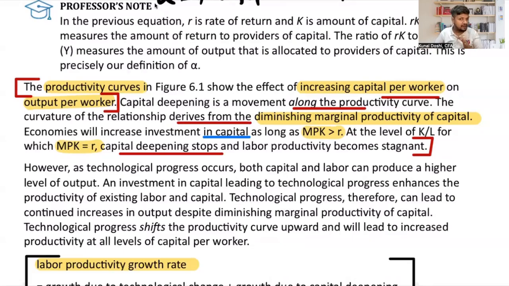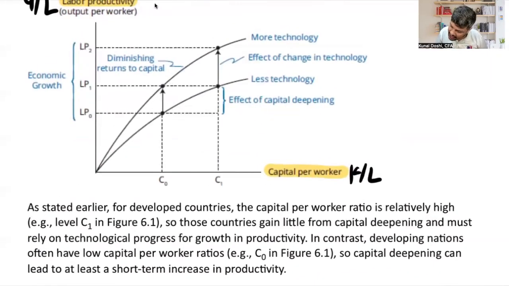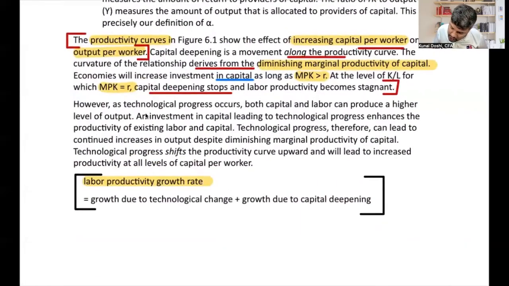Understood, everyone? That is where we'll stop. So here, guys, see the effect of capital deepening. This is the point where you will see what will happen after this point. Your benefit will start reducing relative to the cost. At some point of time, it will go opposite. So that is where you will see diminishing marginal utility. Now I'll repeat what is diminishing marginal utility. Economies will increase investment in capital as long as the benefit is greater than cost, up to the level of capital per labor for which MPK equals R.